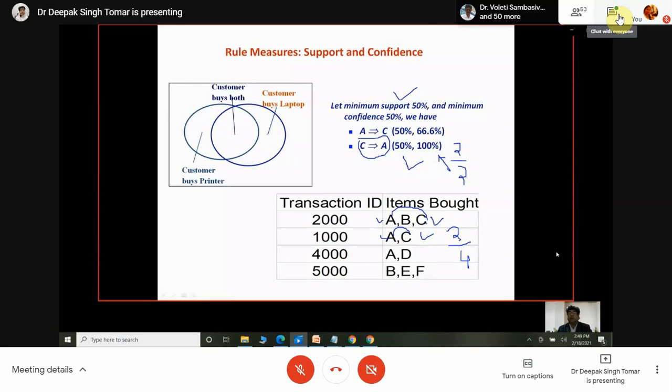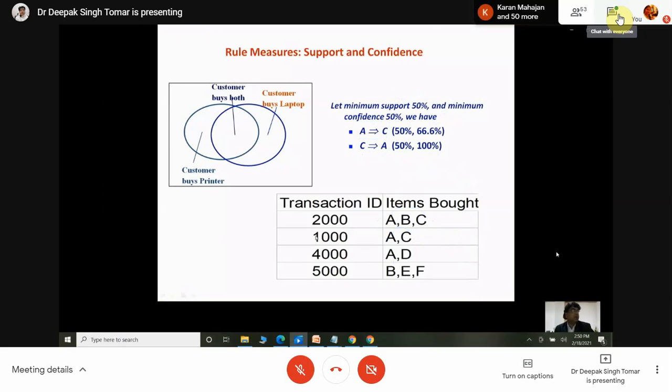How many times C is offered, A is also offered. C is offered 2 times, and A is offered both times. How many times is A offered? 3 times. C is offered 2 times, so it will be 2 by 3, and in the textbook the confidence is 66.6. It is a basic concept of confidence.